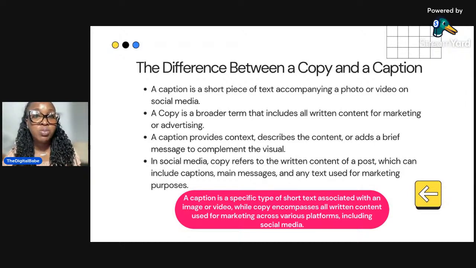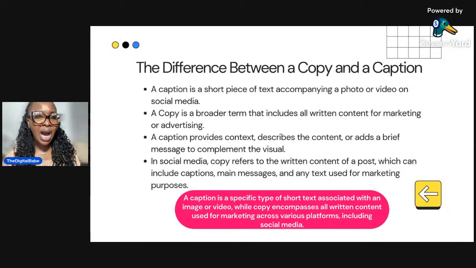A caption is a short piece of text accompanying a photo or a video. So you already know, when you come on social media, you see the video content and then you see something below, that's the caption, right? And then a copy is a broader term that includes all written content for marketing. So a copy is not only limited to a caption. A copy is a broad term for all written content that has to do with marketing, whether digital marketing or traditional marketing. As far as that writing is for advertising purposes, it's a copy. So it's not limited to only a caption, right? It's for marketing and it's for advertising.